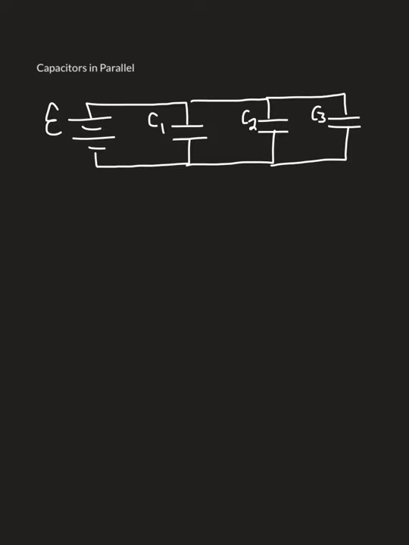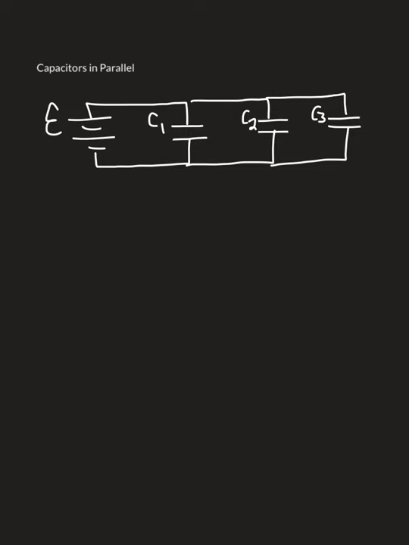This video is about analyzing networks of capacitors when the capacitors are connected in parallel. The first thing to understand about capacitors in parallel is that they all have the same potential difference. This is because there is just a plain wire that connects the upper plate of all the capacitors.